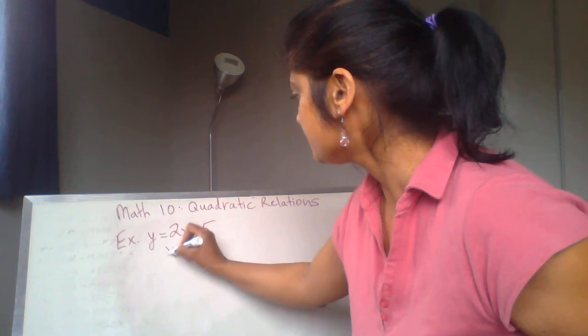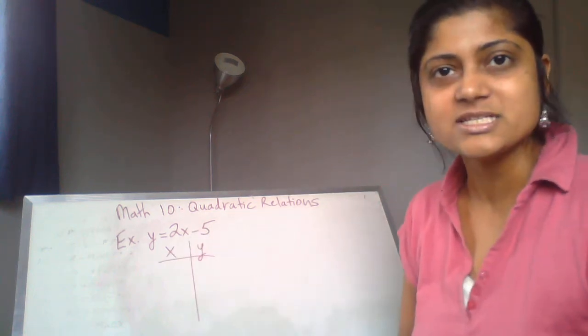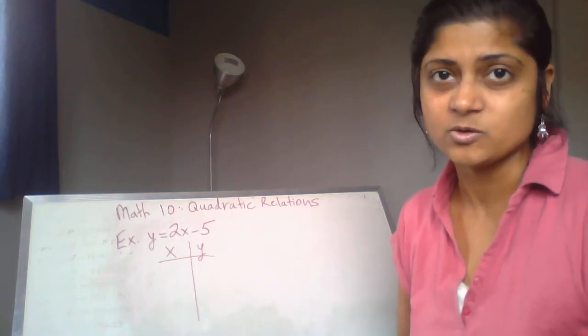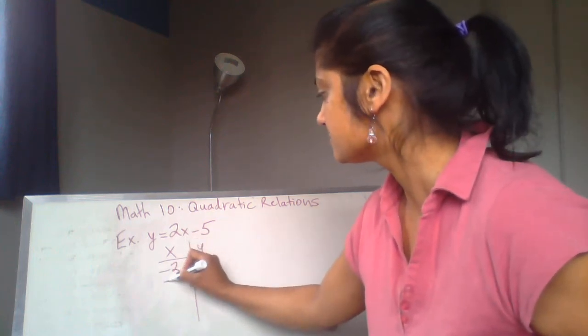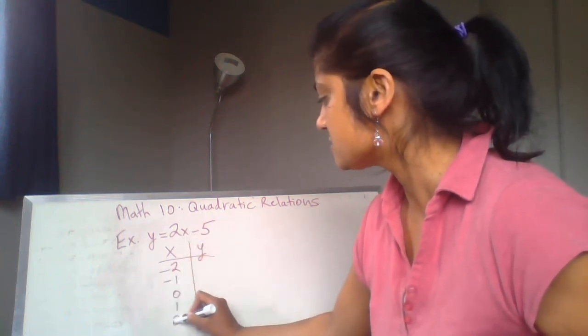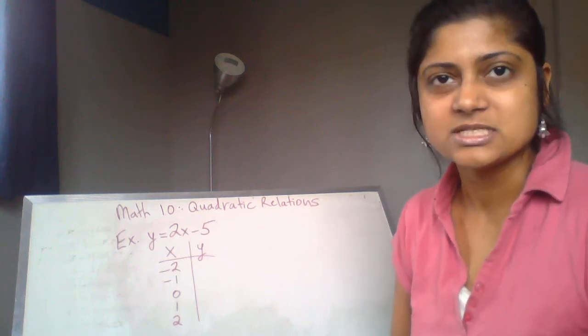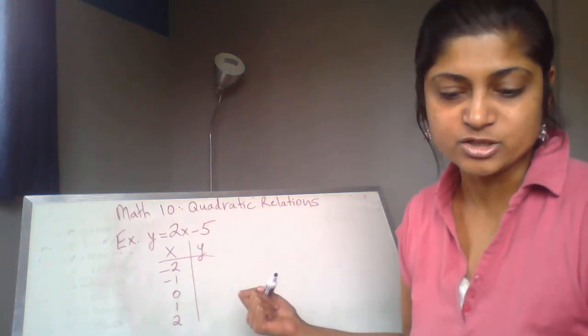Okay, what I want to do is I want to make my x and y table. And again, I can pick any values for x that I want. What you should always be choosing is the -2, all the way to +2. And what I'm going to do is take my x values and plug them into my relation here.